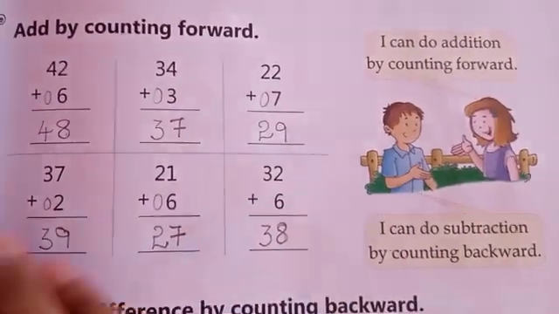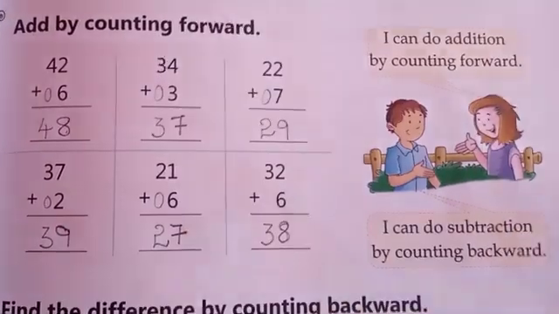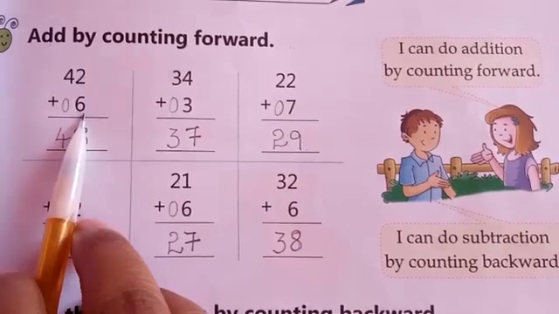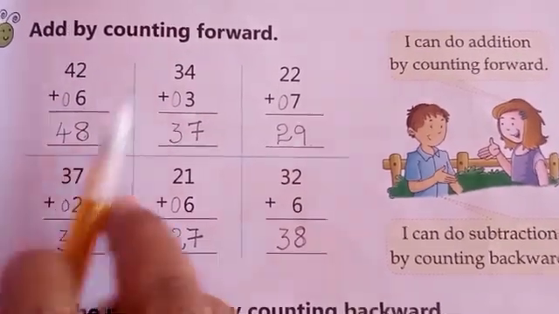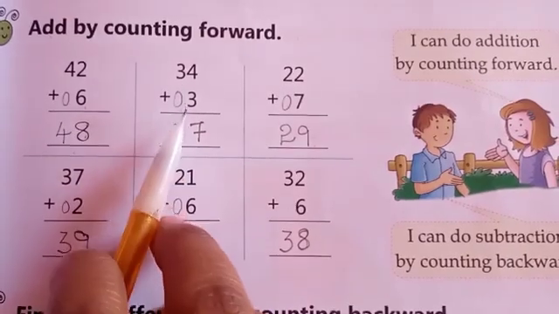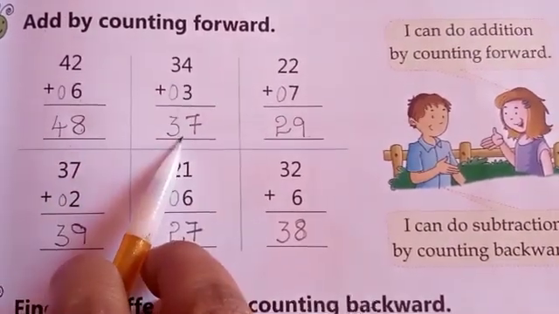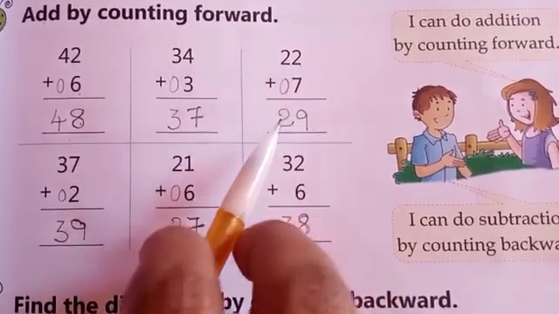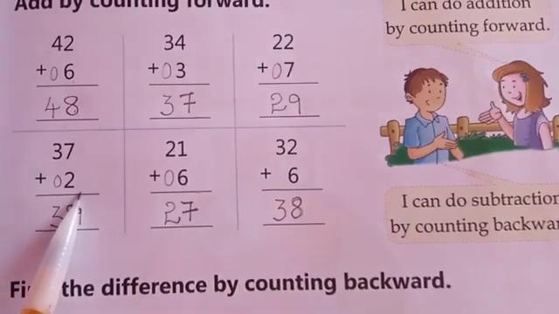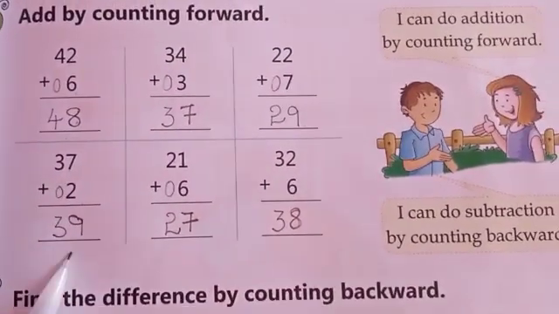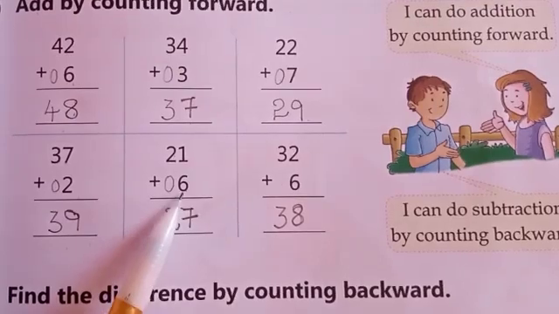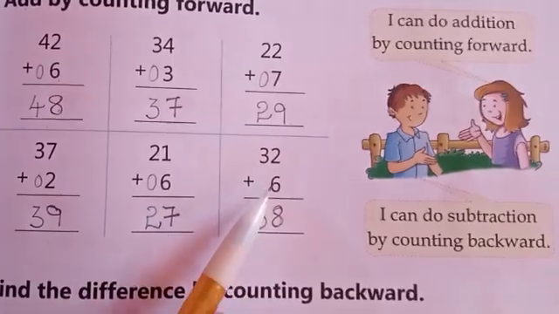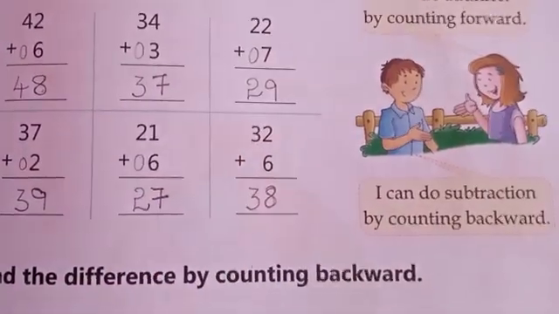This is how we add by counting forward. By counting forward, we get 42 plus 6, that is, if I count 6 more than 42, we will get 48. 34 plus 3: if we count 3 more than 34, we will get 37. 22 plus 7: if I count 7 more than 22, we will get 29. If I count 2 more than 27, I will get 39. In the same way, if I count 6 more than 21, I will get 27. If I count 6 more than 32, I will get 38.